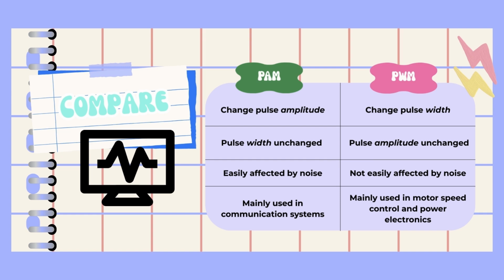These two modulation techniques have their own main usage field. PAM is widely used in communication systems, while PWM is mainly used in motor speed control and power electronics.